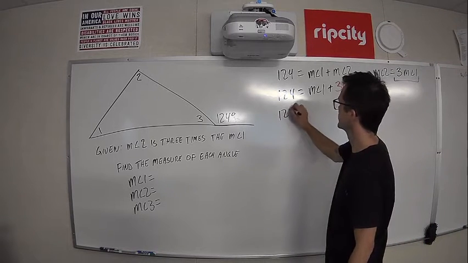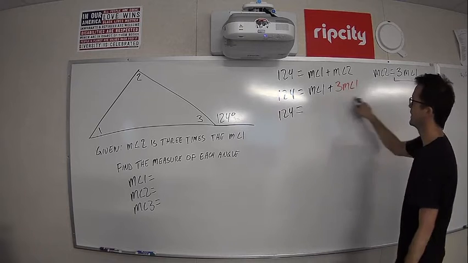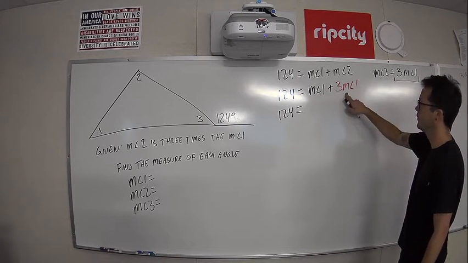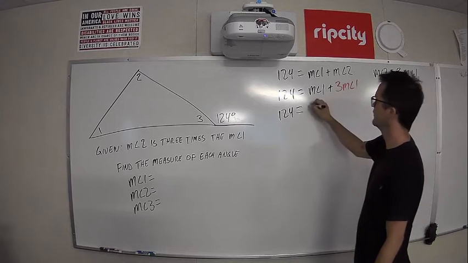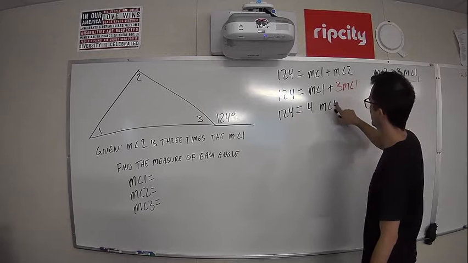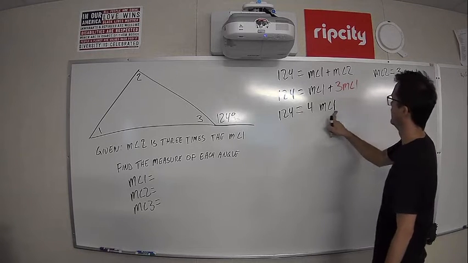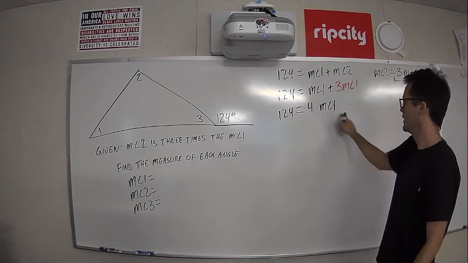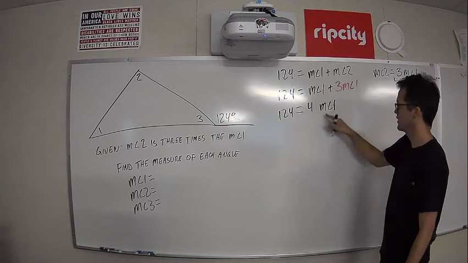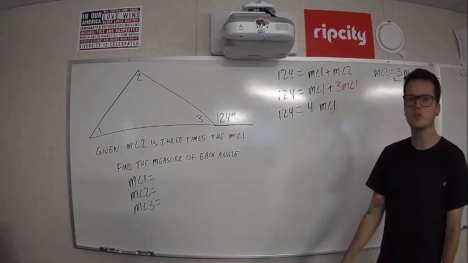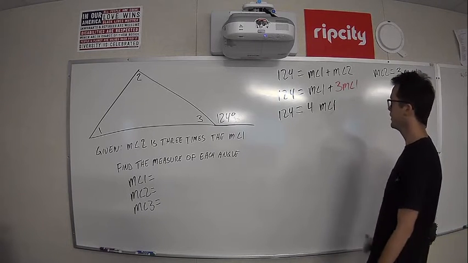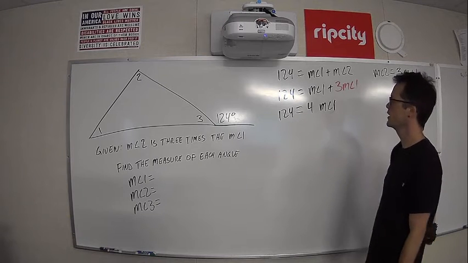So 124 equals, combining like terms, here I have one measure of angle 1. Here I have 3 of them. If I add 1 and 3 together, I have 4 of them. I have 4 times the measure of angle 1. Treating measure of angle 1 here, that's just a single variable. I know it's like 3 little things that you've written right next to each other, but the measure of angle 1, that's a single unknown quantity here. So we need to divide by 4 because we have 4 times stuff equals 124.